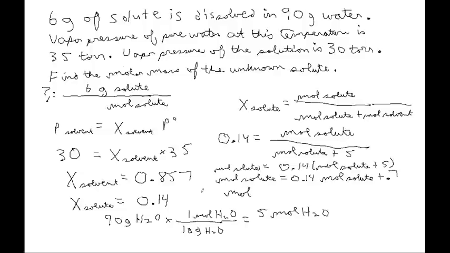It's equal to 0.83. Then we just take 6 grams of solute. We divide that by 0.83 moles of solute. That is equal to 7.19 grams of solute per mole of solute.